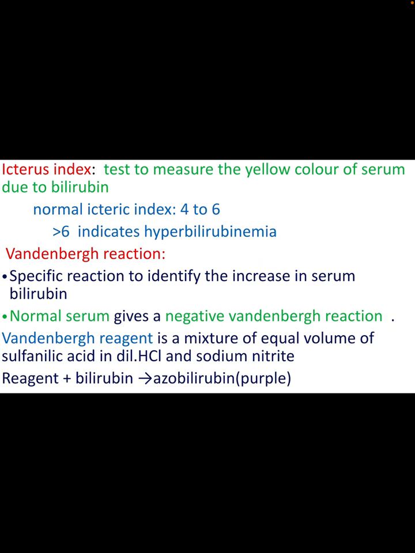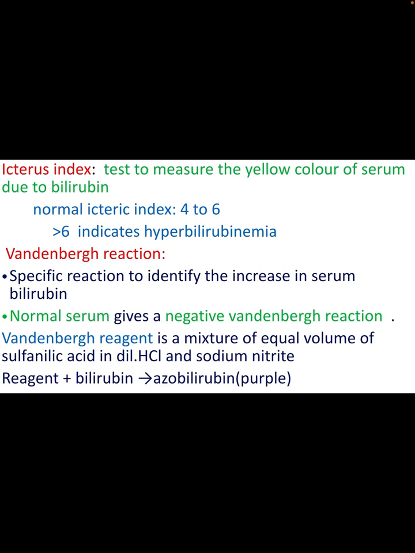And related to this bilirubin estimation, we should know one term, that is icterus index. It is a test used to measure the yellow color of serum due to bilirubin. And the normal icterus index value ranges from 4 to 6. Greater than 6 indicates hyperbilirubinemia.